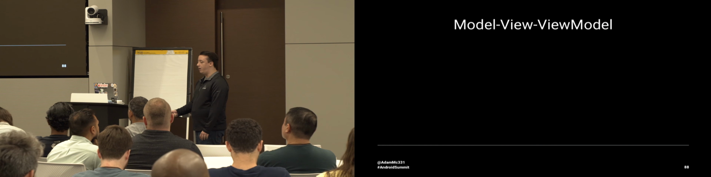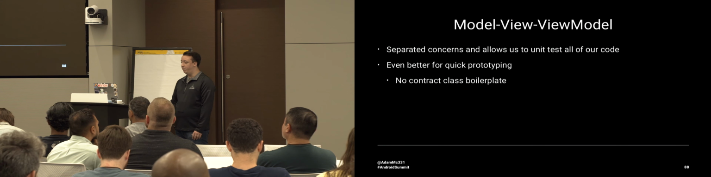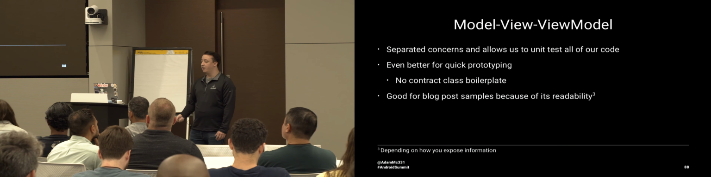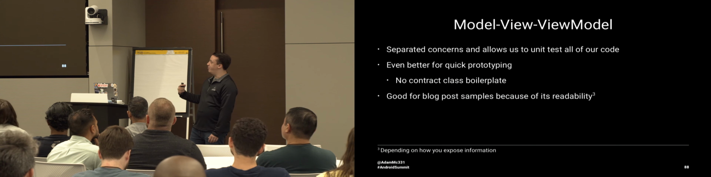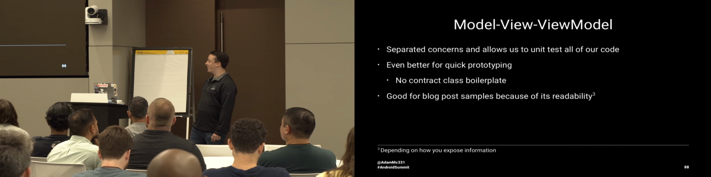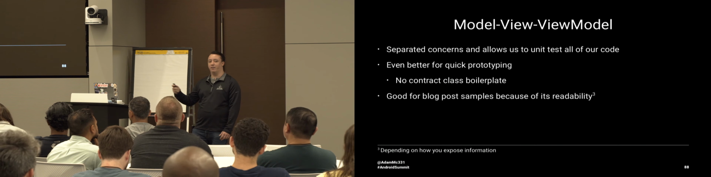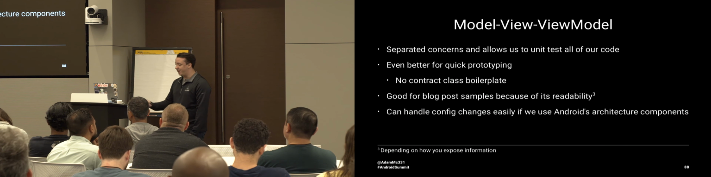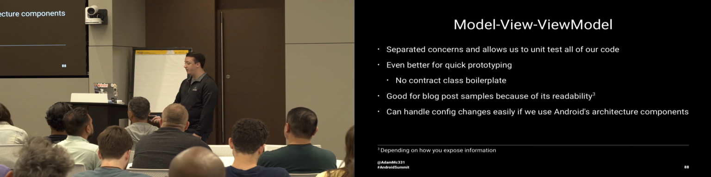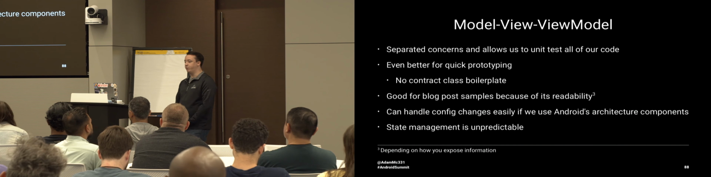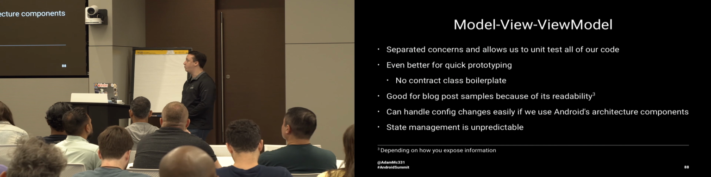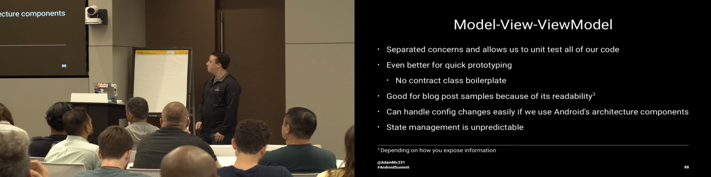Model View ViewModel, all of the same things, even better for quick prototyping because you don't have to set up a contract class. Can also be good for readability. Put a note in here, because I'm a blogger, so I think about presenting to other bloggers. Just be conscious about how you expose data from a view model if you're doing that. And then can handle config changes even better, but still our state management is unpredictable in Model View ViewModel, even though everything else up to that point is handled really well.